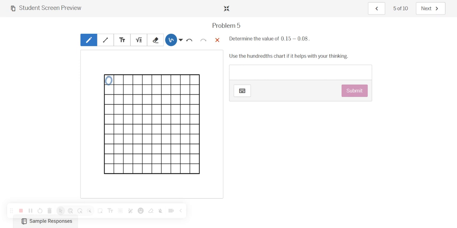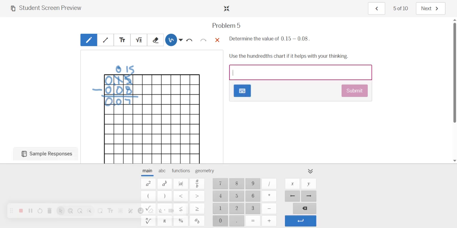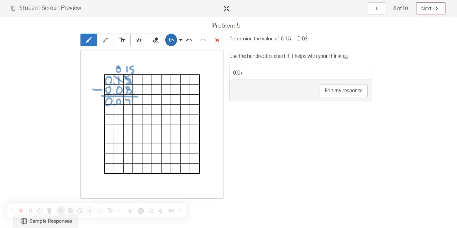Next. In here, I really like lining up the decimal points on these charts. So I've got a 0.15 minus 0.08. In this case, I'm going to cross off, I'm going to take from the dimes and make that 0 dimes, but that's going to make it so that I have 15 pennies. And so I get 0.07. Next.